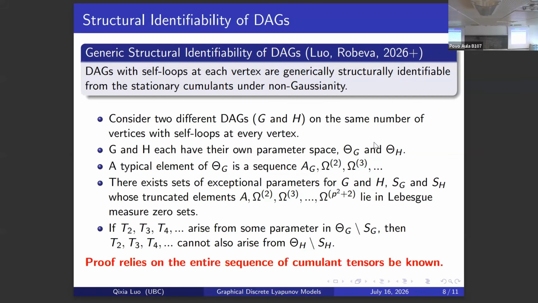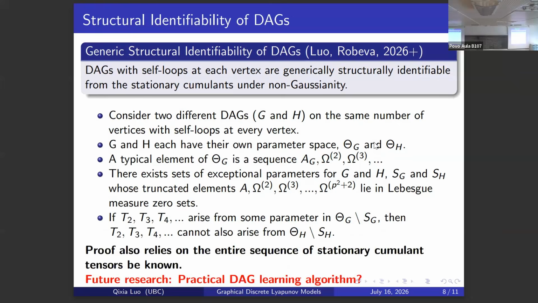Some caveats: our proof utilizes the entire sequence of parameters, which is one of the reasons why we weren't able to translate our proof into an algorithm. This is one thing that we are interested in for future research.